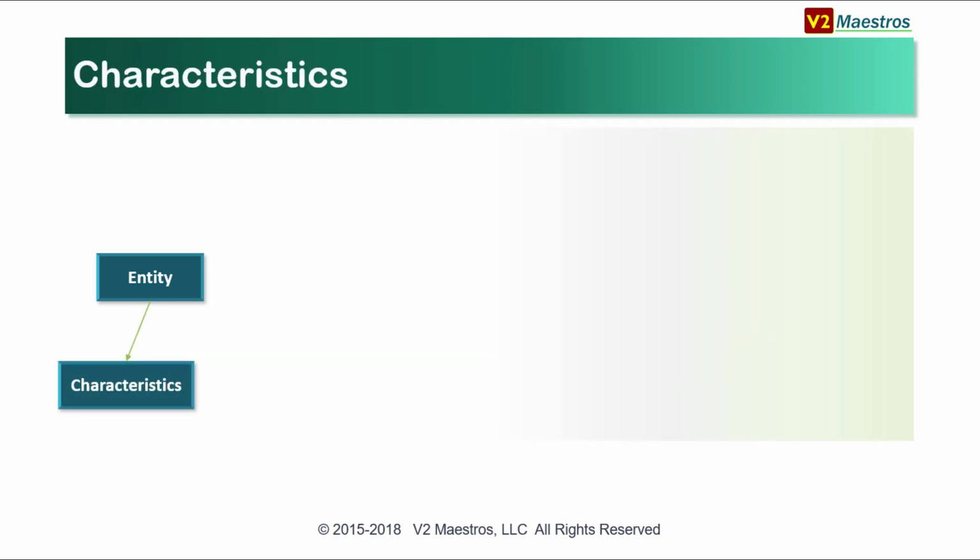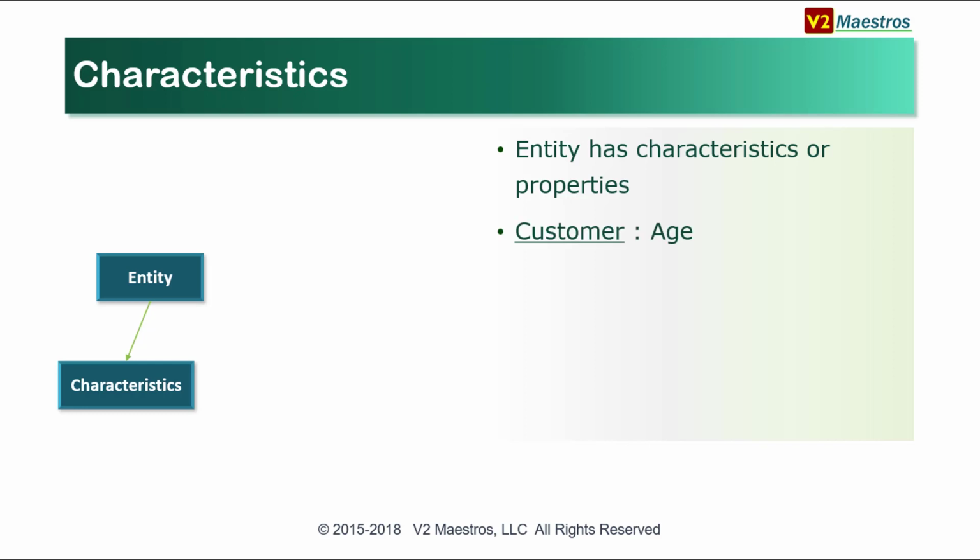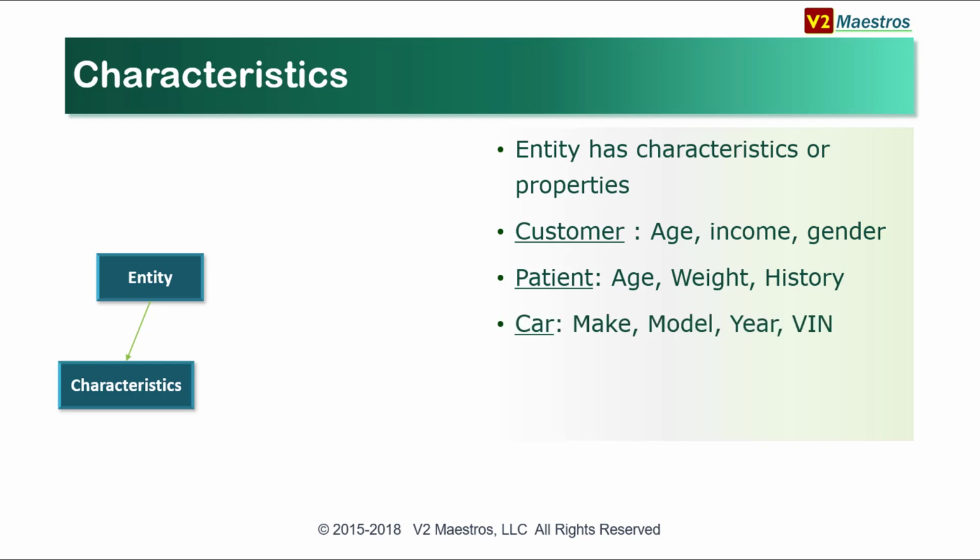Next is characteristics. Every entity has characteristics or attributes that describe that entity. Characteristics are considered within a business context. A customer's characteristics or properties include age, income, and gender. A patient's characteristics include weight, age, and medical history. A car's properties include make, model, year, and a VIN number. A student's properties include age and the grade in which they are studying.